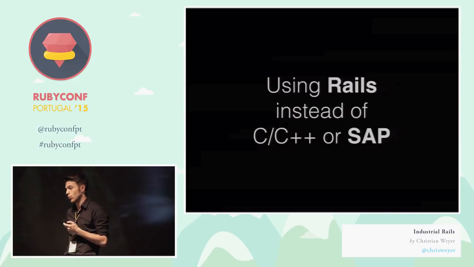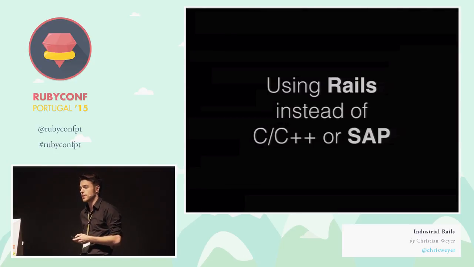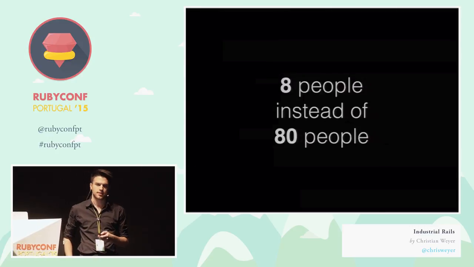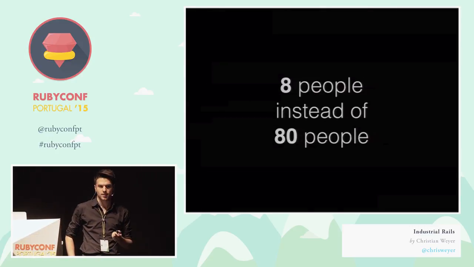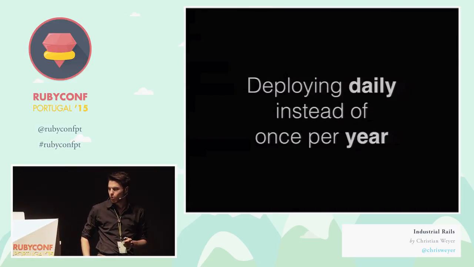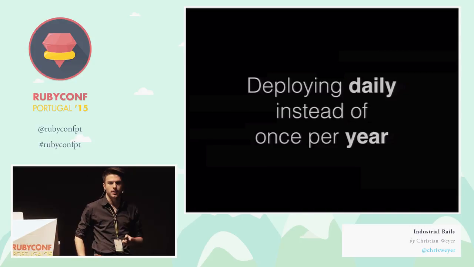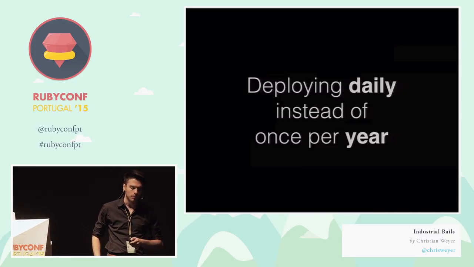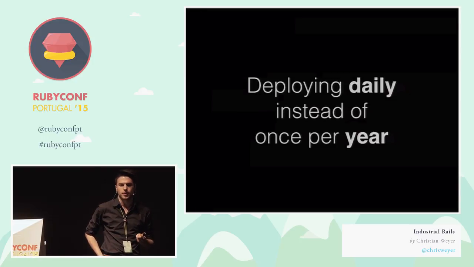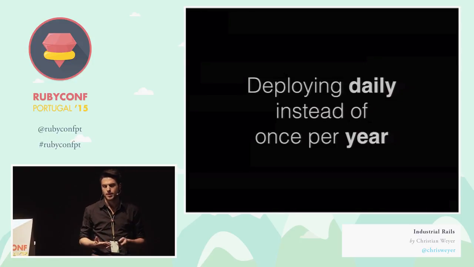So we are using Rails because we have a web background instead of C, C++, or SAP. We are only 8 people instead of 80, which is normal size for an IT project in manufacturing industry. And we're trying to deploy on a daily basis instead of once per year. So we try to employ tools like continuous integration, which is basically unheard of in this industry. Usually you have one software release per year, and that's it.